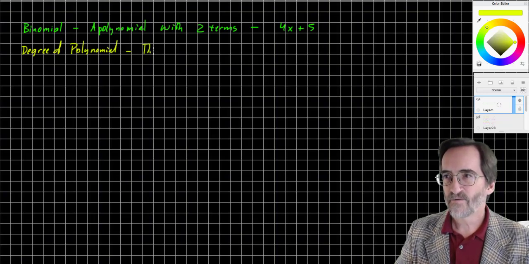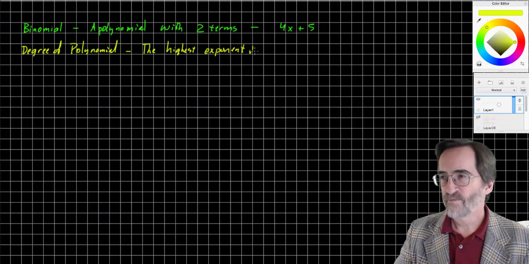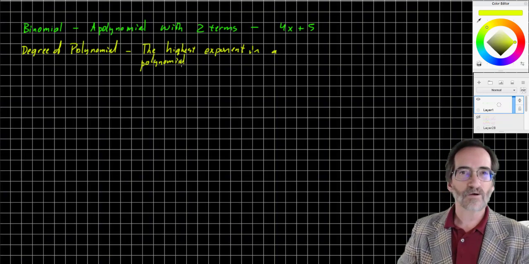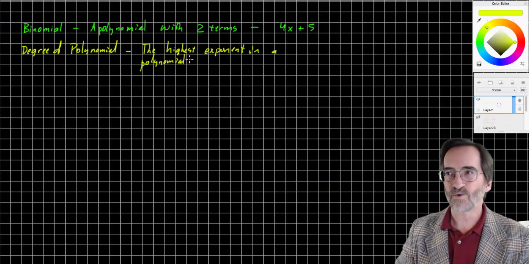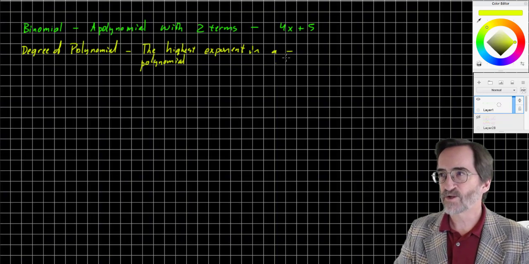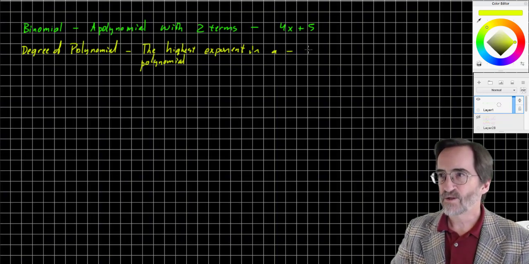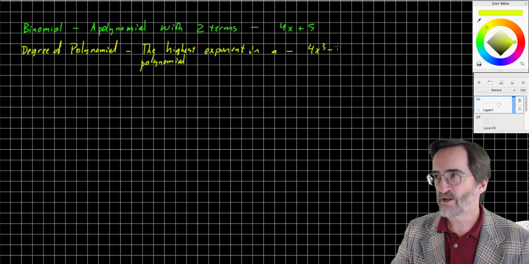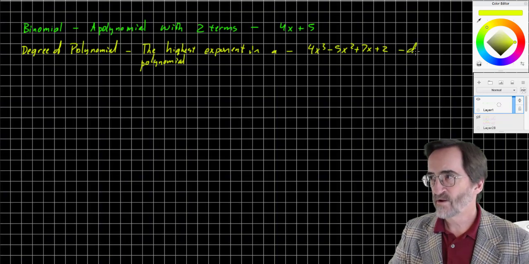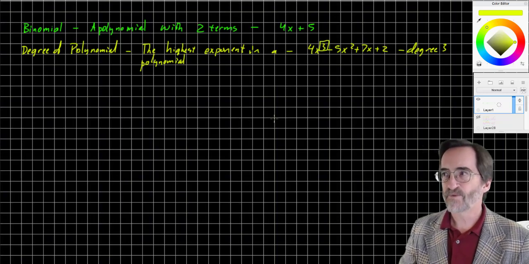Degree of a polynomial. The highest exponent in a polynomial. Now there's actually more to it than that, because you can have monomials that have more than one variable, in which case you add up the exponents. But in general, the ones we deal with, you're going to be dealing with the highest exponent. So 4x to the third minus 5x squared plus 7x plus 2 has degree 3, because 3 is the highest exponent of a term.